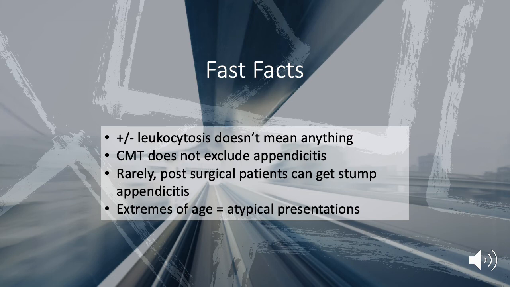Then, post-surgical patients can get stump appendicitis. This is rare, and we sort of touched on it whenever assessing your patient's past surgical history, but this is something you should always keep in the back of your mind. Just because they've had their appendix out doesn't mean it can't still be appendicitis. Finally, patients of extreme age often have atypical presentations. They can have worse complications and worse outcomes. This is pretty much true across the board, but it's true in the setting of appendicitis as well.